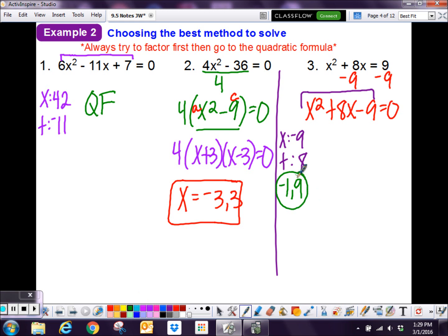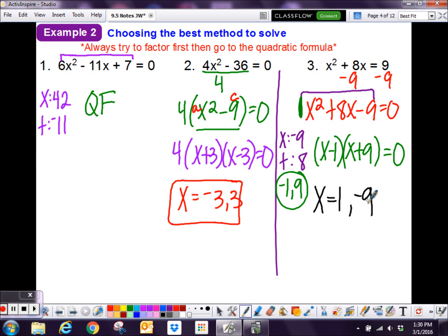9. Now, can we do the shortcut here? Yes, we can, because there's a 1 in front. So honestly, factoring, if you know how to do that, that's going to be the easiest, quickest way here. So it's a negative 1, so I've got x minus 1, and it's a positive 9, so it's x plus 9 equal to 0. If I set those equal to 0, my 2 answers are going to be positive 1 and negative 9.